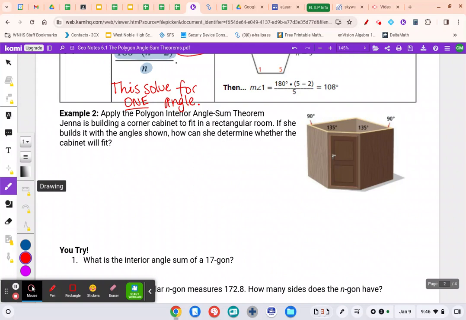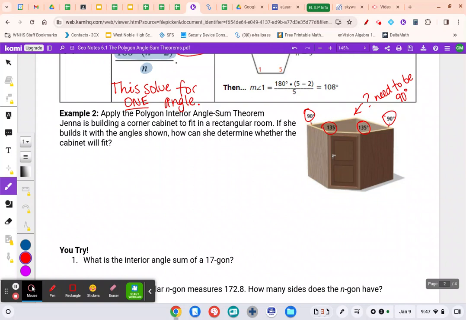So example 2 says, apply the polygon interior angle sum theorem. Jenna is building a corner cabinet to fit the rectangular room. If she builds it with the angle shown, how can she determine whether the cabinet will fit? So we have 90, 135, 135, and 90. We don't know what this last one is, but we do need it to be 90 degrees, so that way it fits in the rectangular room. So we're going to check this out. We're going to see if that's actually true.